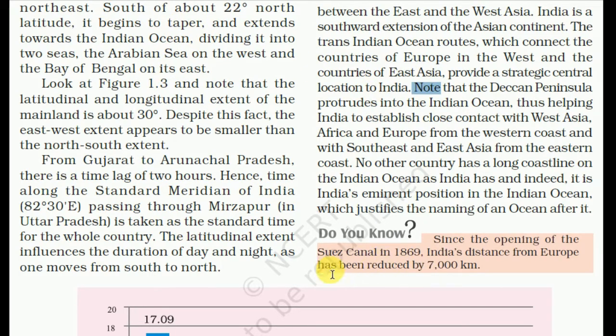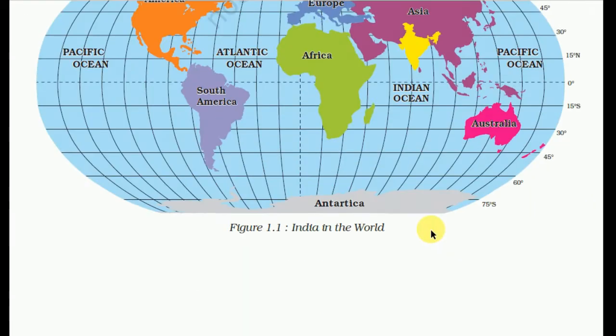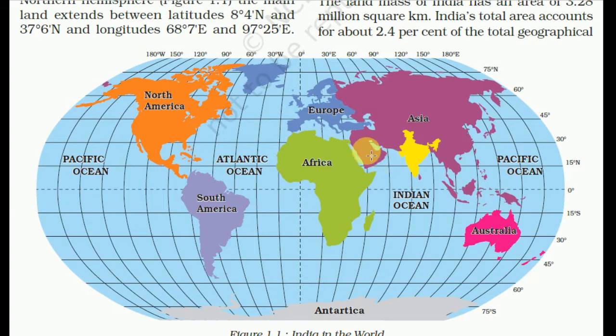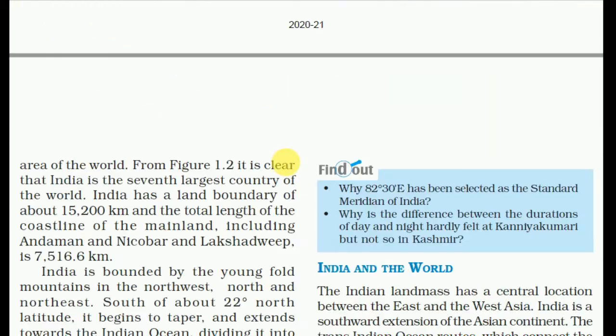And here is a fact that after the opening of the Suez Canal in 1869, India's distance from Europe has been reduced by 7,000 km. And here is the Suez Canal. Before that, ships had to go this way, but now they can go directly from here. So Europe's distance from India was reduced by 7,000 km.